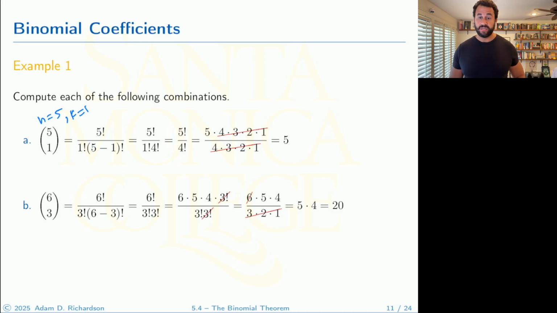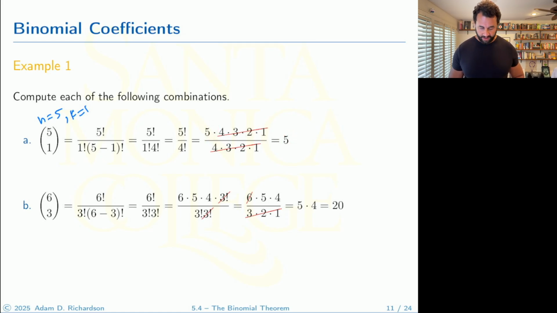Now I'm actually going to expand 5 factorial and 4 factorial just so you can see this cancellation process occur discretely. So 5 factorial is 5 times 4 times 3 times 2 times 1. 4 factorial is 4 times 3 times 2 times 1. And we have a bunch of common factors that we can cancel. Then what we're left with is 5. So 5 choose 1 is 5.